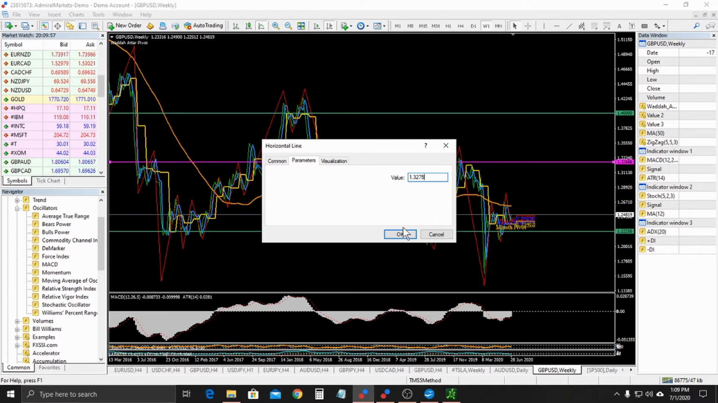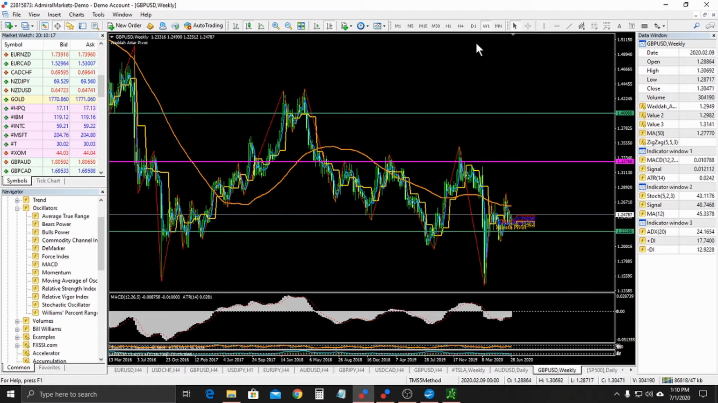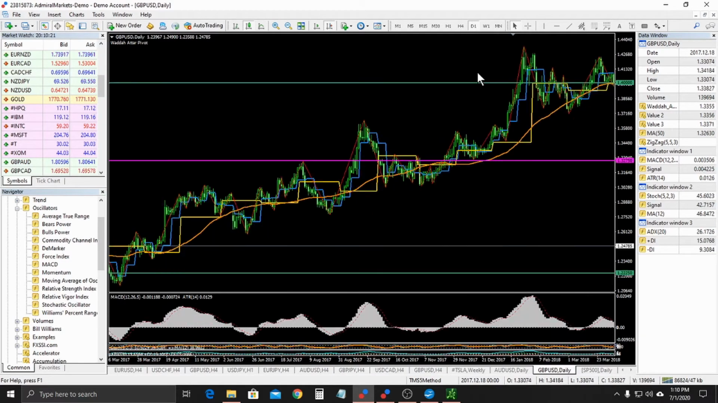75. There we go. So there you go. This is just for this area over here. You can see that there are some other spots where you can put some of the lines, but that's it for now. And then I'm going to switch it back to the Japanese candles. Go back down to the daily.